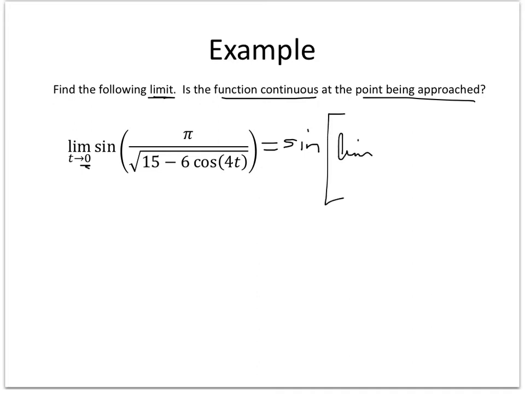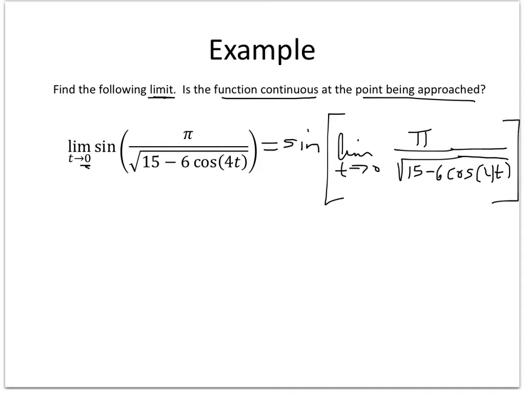So limit t to 0, and then pi over square root of 15 minus 6 cosine 4t. And I will say many of you are probably looking at this and saying, why is she going through all this trouble? I could just plug it in straight here. It's actually a theorem that tells you can do that. That previous theorem, that you can't just do this unless you know, once again, that this is continuous and this is continuous, again, in its domain. And we always kind of throw that piece out there.